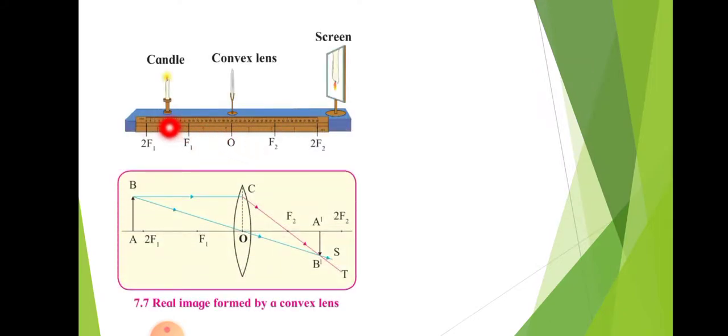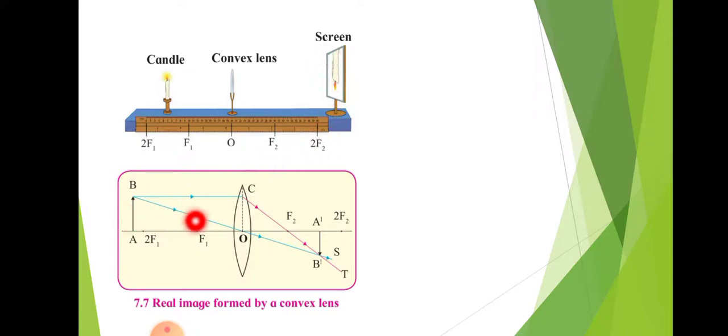Then we saw one activity. Here is a candle, which is called the object. This is the convex lens. And this is the image formed by the object, on what is called a screen. Here you can see the image is inverted, it looks upside down. Here is a straight candle, and here the candle is upside down.